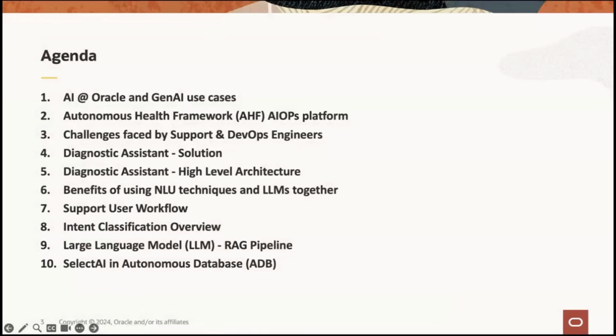Let's take a look at the agenda. We will take a look at how we are leveraging AI at Oracle, at least a high-level introduction to that. Then some Gen AI specific use cases where we think this technology is making a dent and becoming very interesting. Then we will take a look at the Autonomous Health Framework and how they are leveraging all this technology to drive a diagnostic assistant solution. We will look at the solution itself, the architecture, and the demo that Arjun will be showing, how they are supporting all the different workflows, and how they are working in a mixed environment where they have NLU but also an LLM-based solution, which I think is very interesting. And then I will close the session with Select AI, which is a technology that allows you to use natural language to pass SQL queries to the database. I hope we have enough time to go through a very quick and short demo for Select AI.